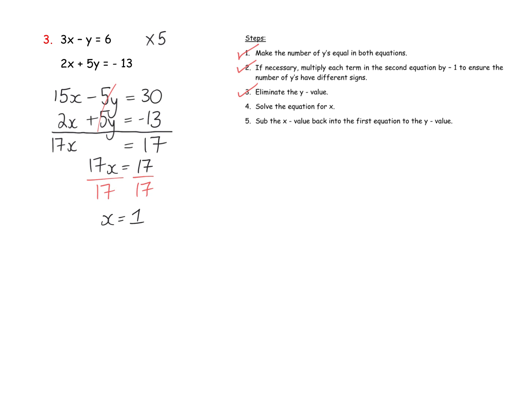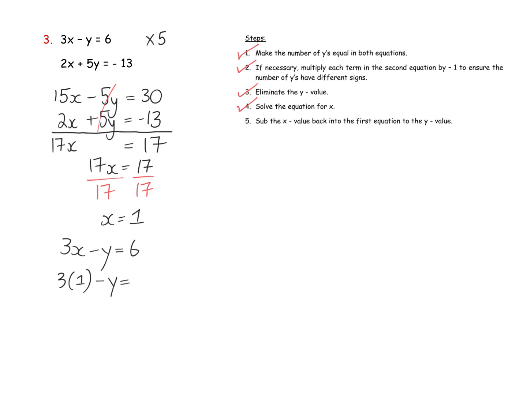Then we need to do step 5. We need to figure out what the y value is. So we take the first equation. It doesn't really matter if it's the first or the second. I'm going to do the first. And we get 3x minus y is equal to 6. Every time we see an x, we replace it with 1.